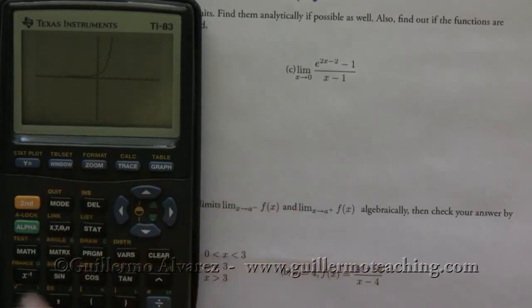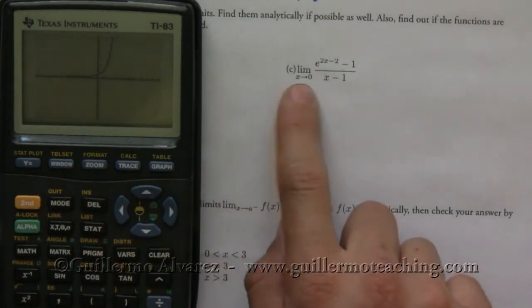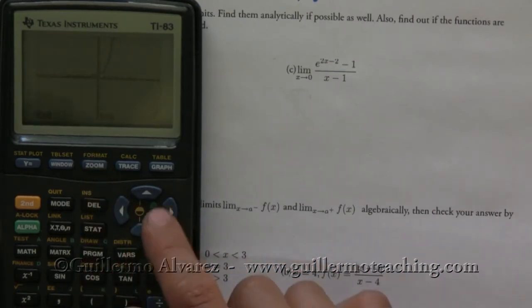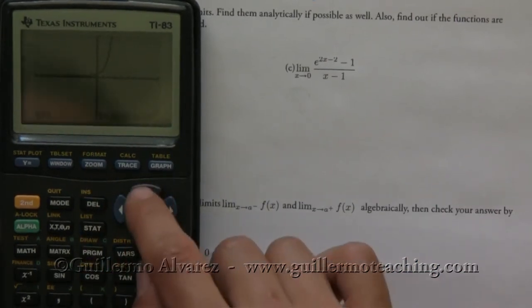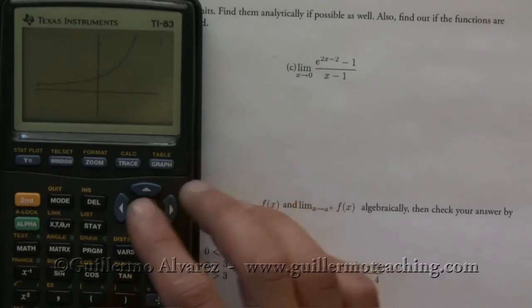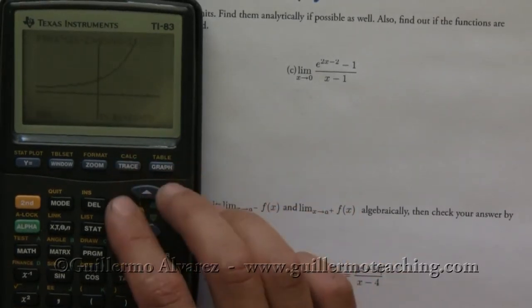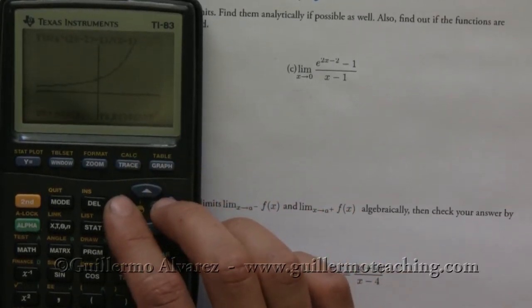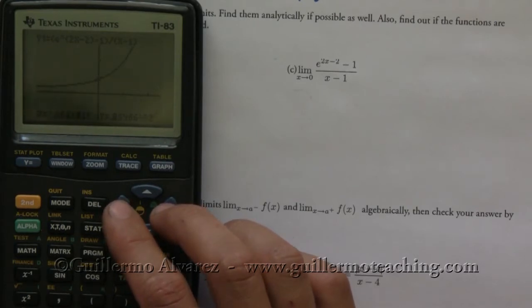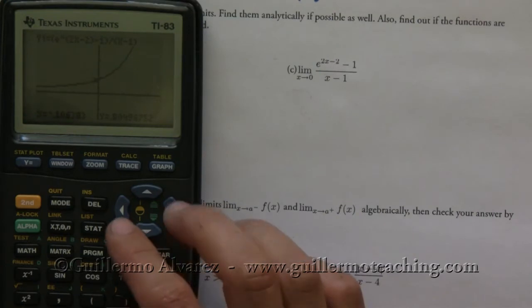Let's take a look. Where are we going? We're going to x as x approaches 0. So let's zoom in at 0. And it looks like, let's trace here, as we approach 0, looks like we're going to some funny number here. So let's zoom in a little bit more.